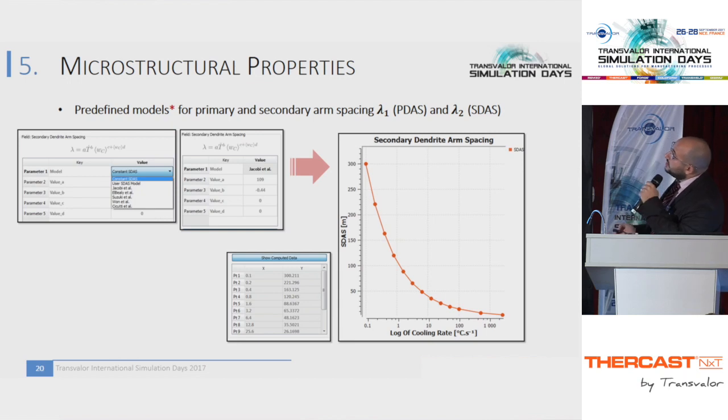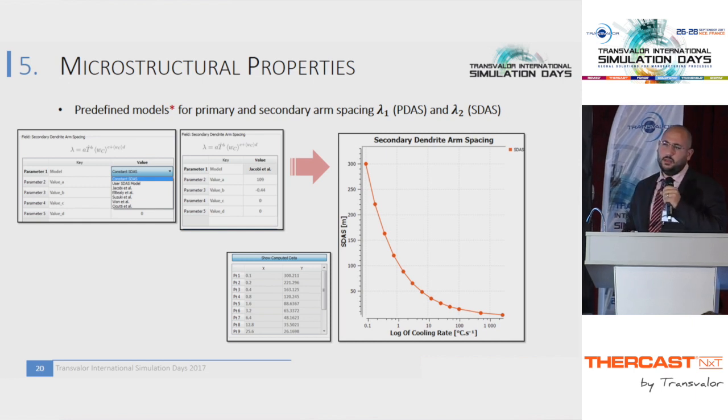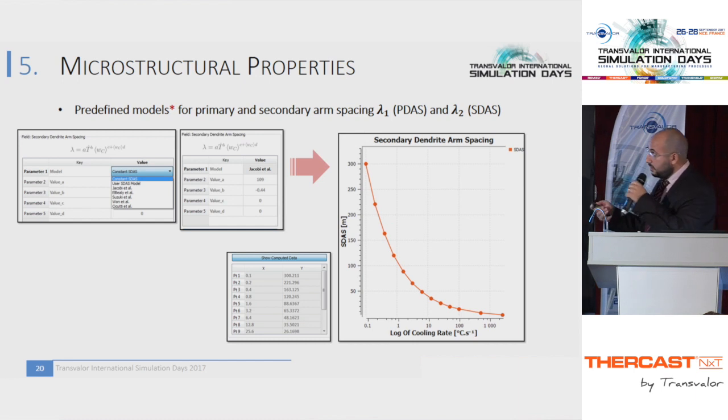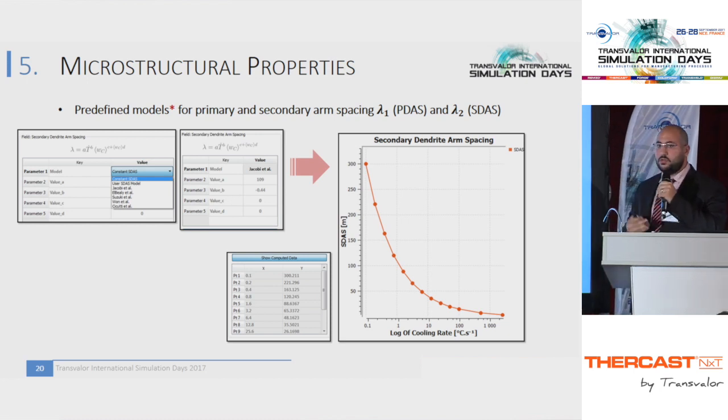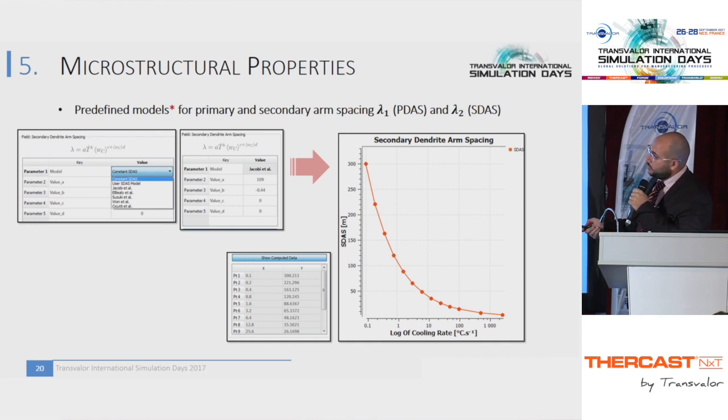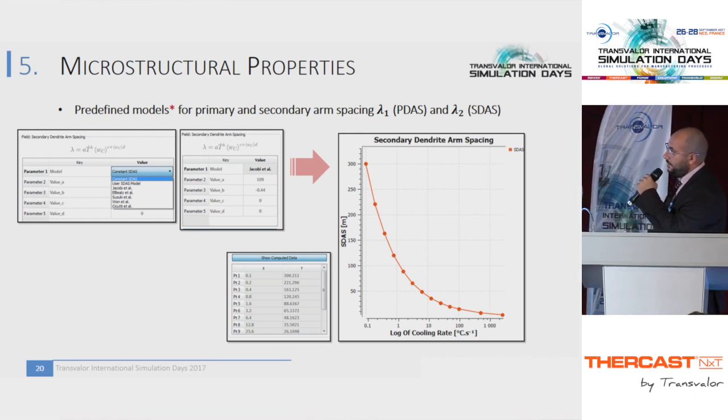In this example, I'm showing the secondary dendrite arm spacing. It's worth mentioning that until the previous version of THERCAST, we only had a constant secondary dendrite arm spacing. Now the addition is that we have models to calculate this dendrite arm spacing. Here we have preloaded models, and when we have a preloaded model, we have the preloaded values of this model. If you wish to use your own model with your own values, you can always use the user's SDAS model, or PDAS if you are using the PDAS calculation.